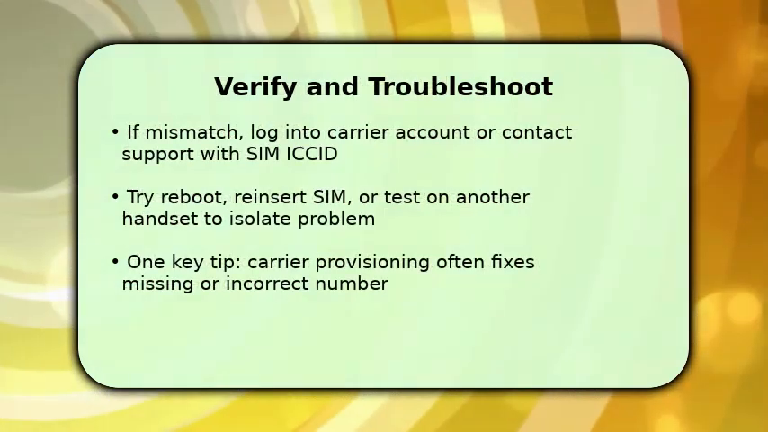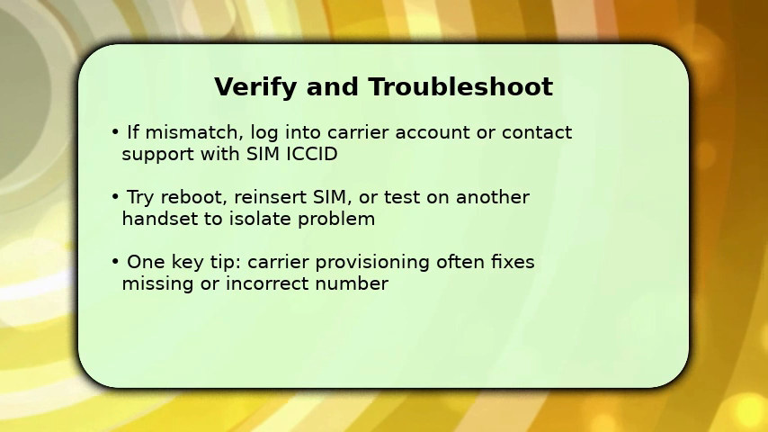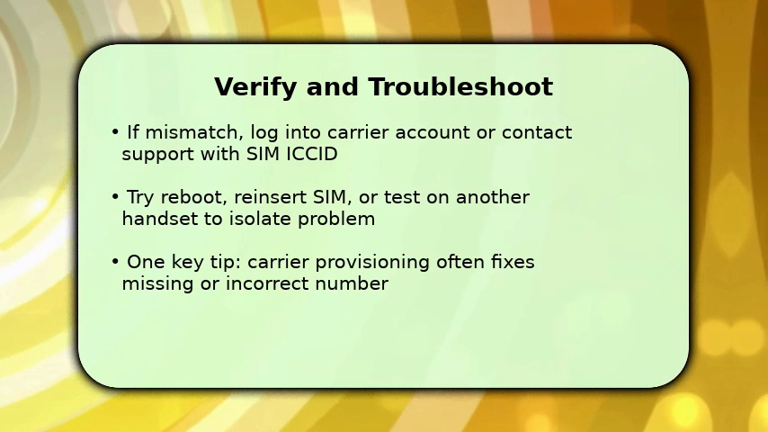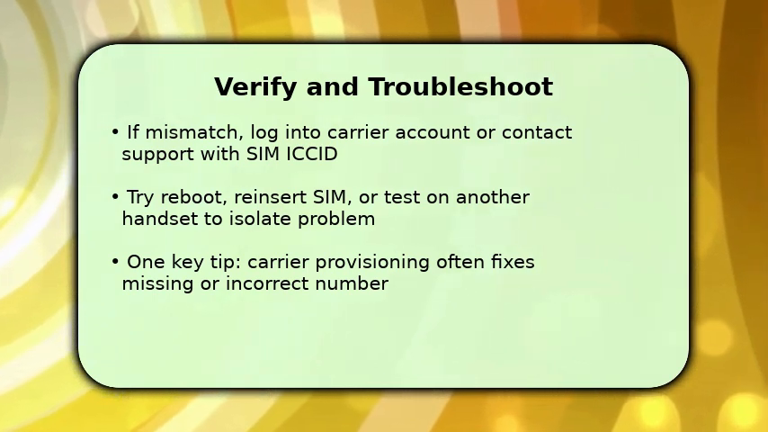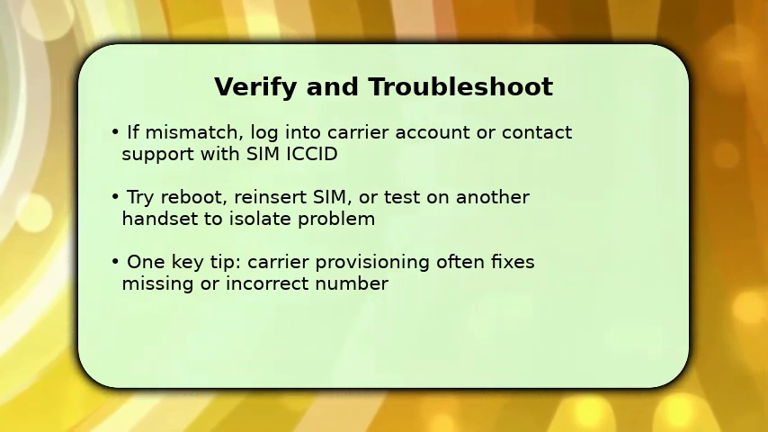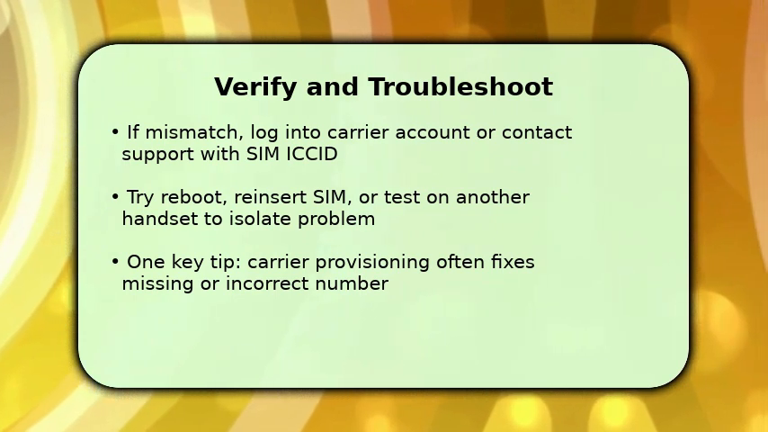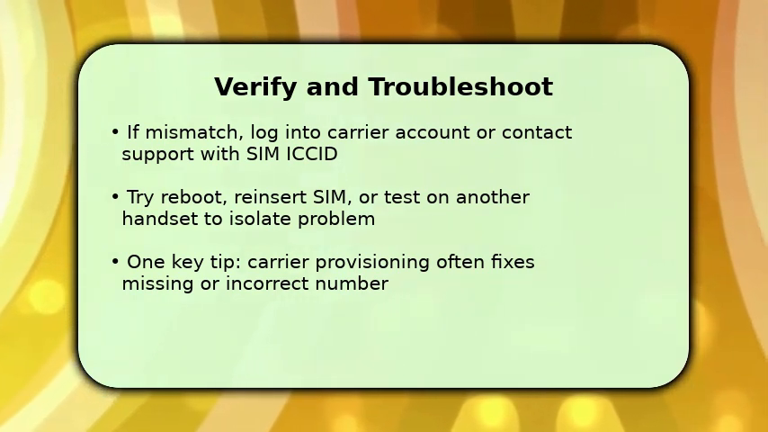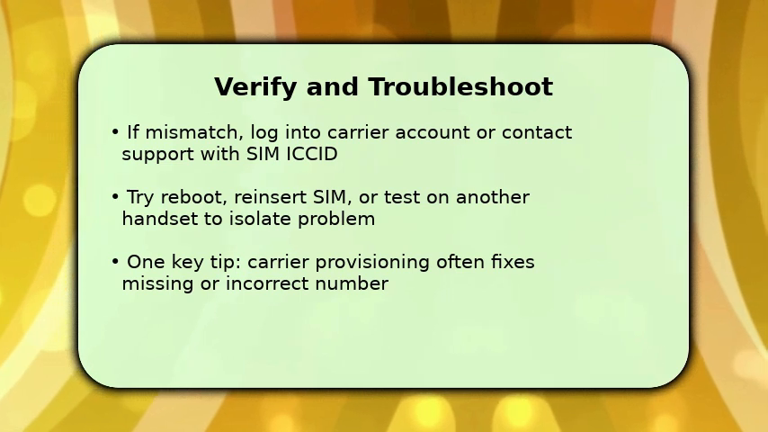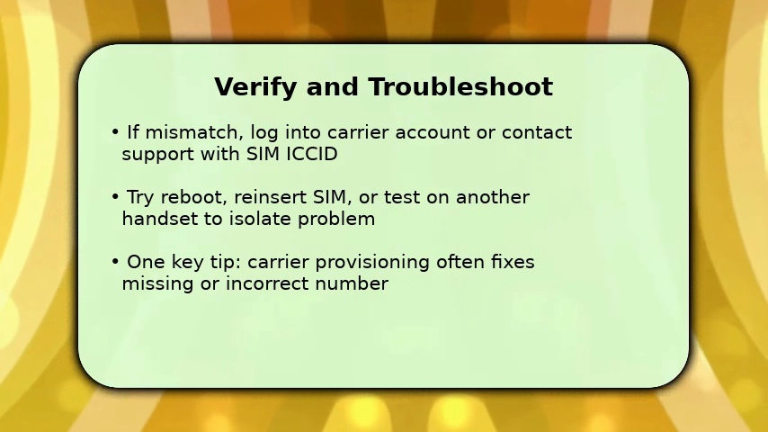To finish, confirm the live displayed number against your carrier account records. Log in or call support with your SIM IXID if there's a mismatch. Reboot the phone and reinsert the SIM, or test the SIM in another handset to determine whether the issue is device-specific. If problems persist, the single most effective troubleshooting step is asking the carrier to reprovision the SIM. Most incorrect or missing numbers are resolved on their side. Keep the test call evidence handy when you contact support.